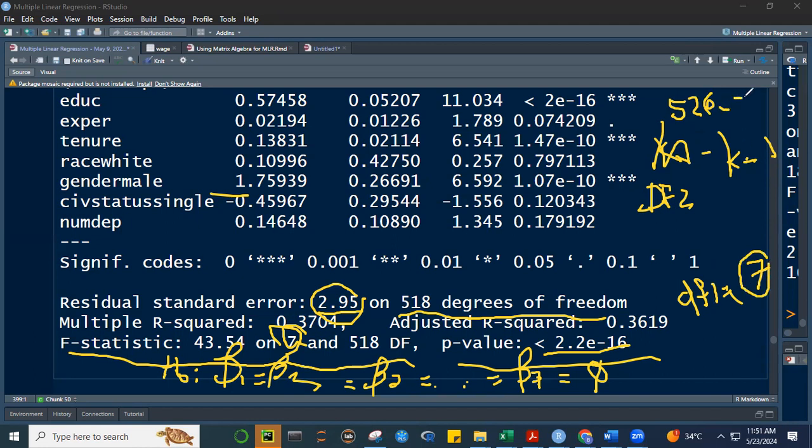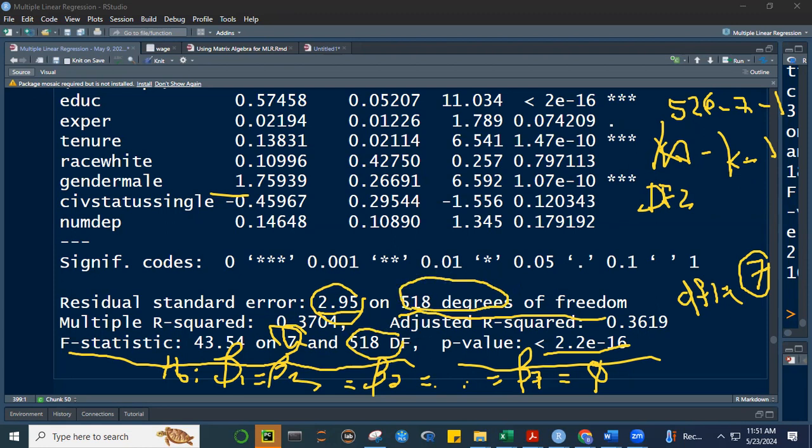Okay, minus 7, and then minus 1. Why minus 1? Because we lose a degree of freedom when we compute also for the intercept. Okay, N minus K minus 1. So the number of respondents minus the number of predictors minus the intercept. So that's why you have 518 degrees of freedom. And this is where you got this degree of freedom.